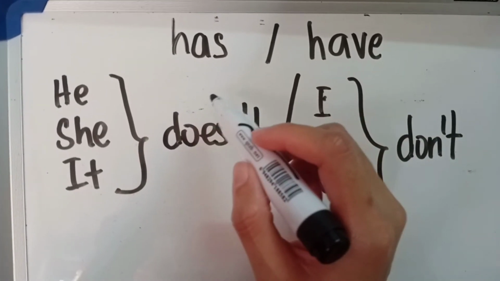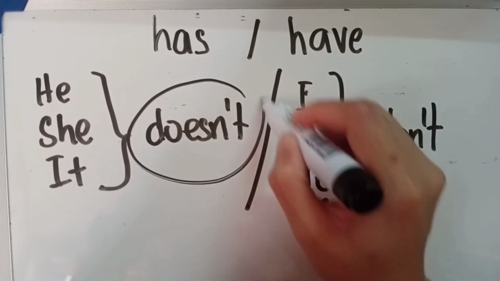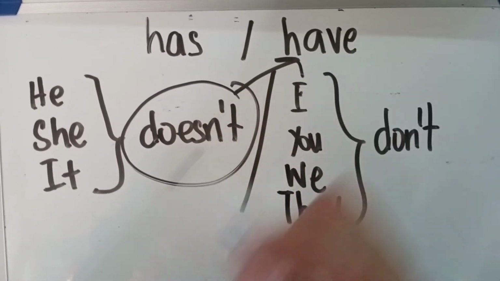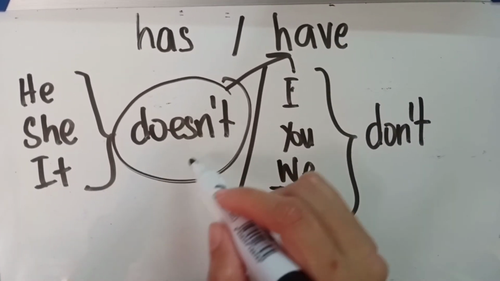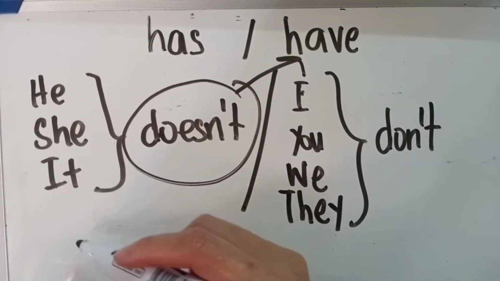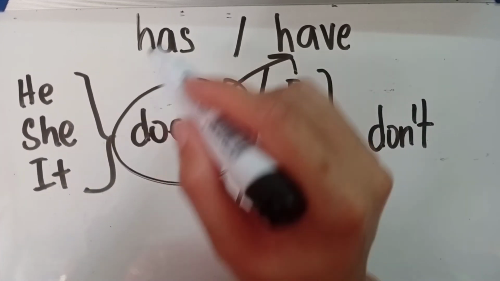For has, he doesn't have, she doesn't have, it doesn't have. But for positive, he has, she has, it has.